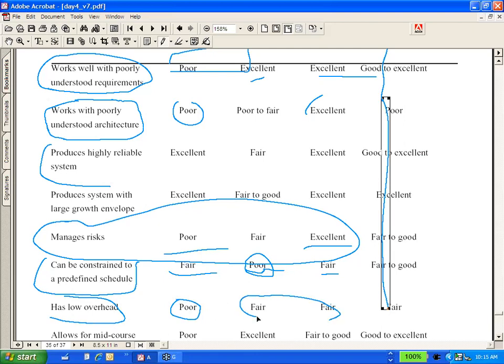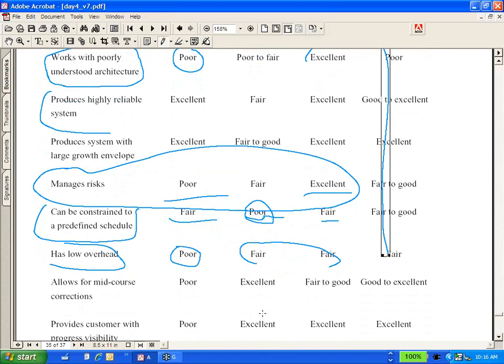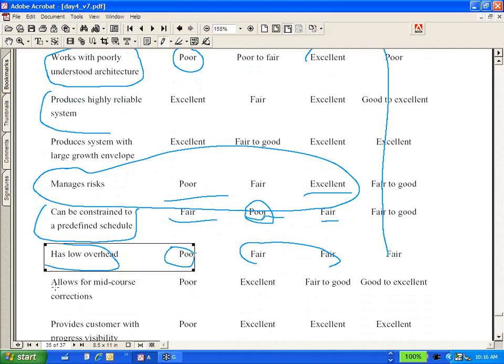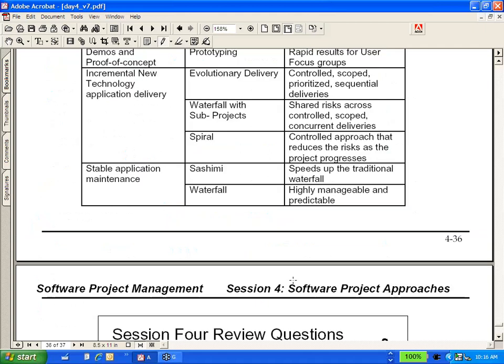Spiral and prototyping, again, you may not completely agree with these, as long as they sort of make sense to you. You don't have to say, no, I disagree, this should be excellent. That's fine, make it excellent, it doesn't matter, right? Allows for mid-course corrections, which means along the way you realize that we have gone the wrong path. Waterfall, poor choice. Prototyping, excellent choice. You don't have to exactly agree with it.